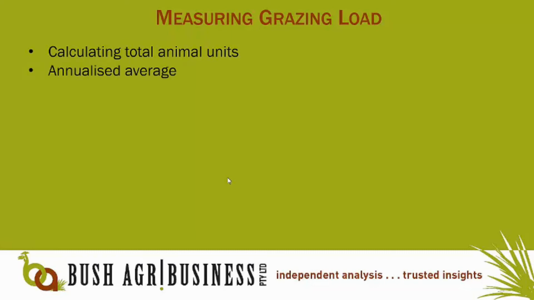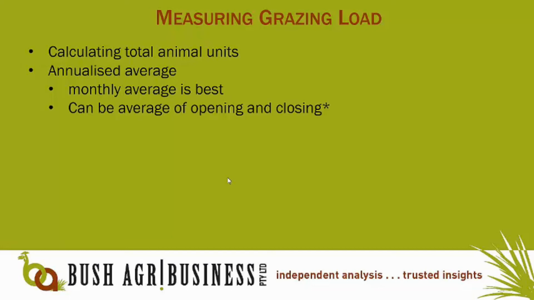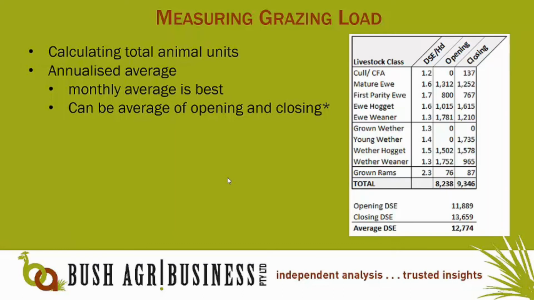Now calculate total animal units. And what we want is an annualised average. So we want an average over the year. Monthly average is best, can be harder to do, but that gives us a good number there. But it can be the average of opening and closing, and if we've got a self-replacing flock where the numbers are reasonably stable, that will be quite indicative. But if we've got a trading flock where the numbers are going up and down a lot, that monthly average will be better.